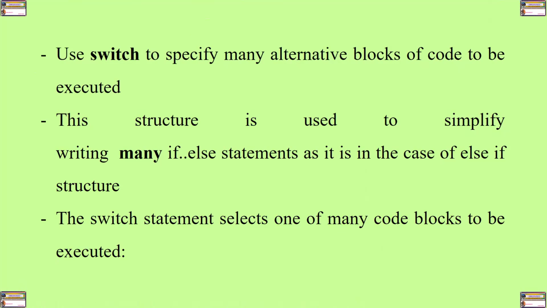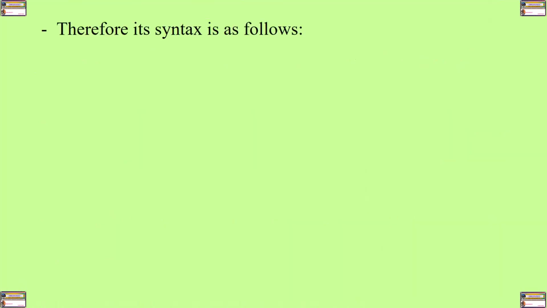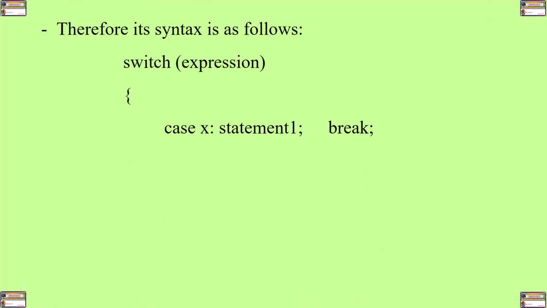The switch statement selects one of many blocks of code to be executed, just as it was for the nested else-if. Therefore, its syntax is as follows. One, you evaluate an expression, so switch expression. If the value of the expression is x, then statement 1 is executed and the compiler moves out of the structure. Otherwise, if the expression results to a value y, then statement 2 will be executed.